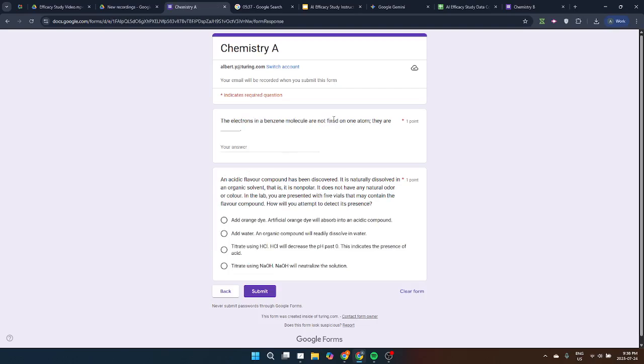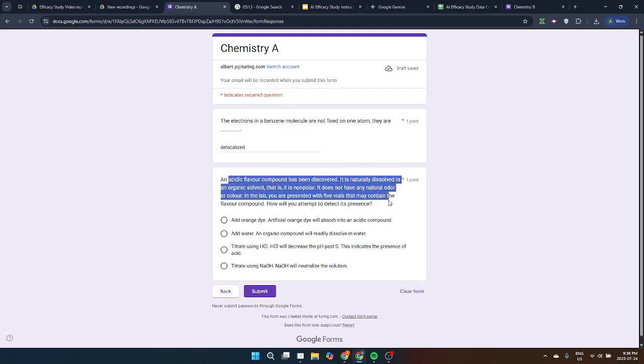The electrons in the benzene molecule are not fixed on one atom. They are delocalized. This is a bit of a shill question, isn't it? Because it's the exact same one as version B. So students who get this wrong are guaranteed to get this right.